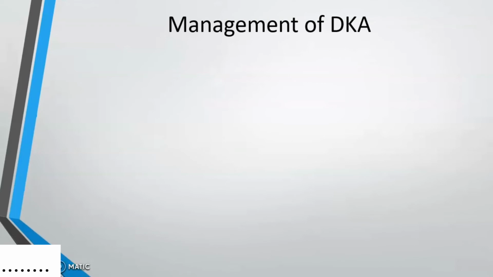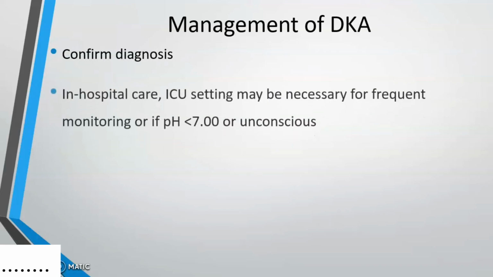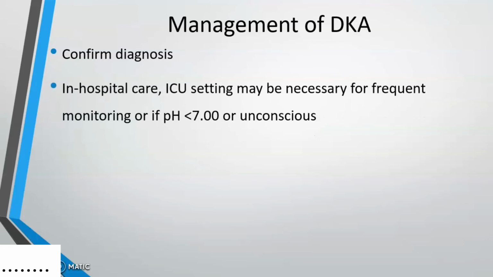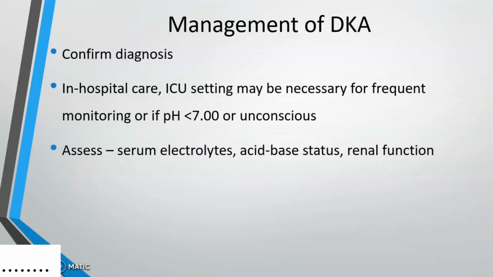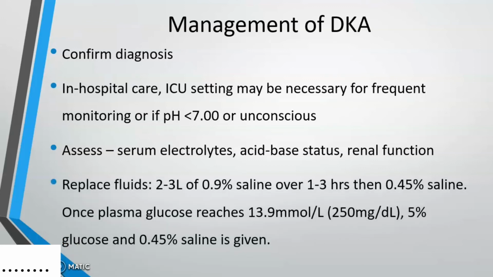Now, the management of DKA. Confirm your diagnosis. From the parameters I've earlier mentioned, you need to confirm your diagnosis of DKA. Now, patients with diabetic ketoacidosis should be admitted. An ICU setting may be necessary for frequent monitoring of the pH or if the patient is unconscious. Assess the patient, measure serum electrolytes, acid-base status, and renal function. Now, fluid replacement is paramount, is key in the management of DKA, is very essential.